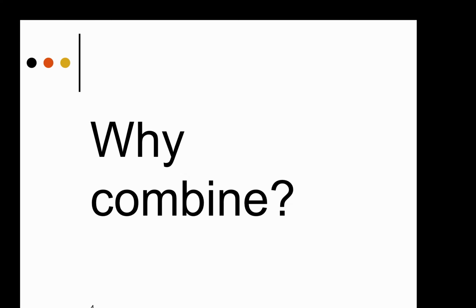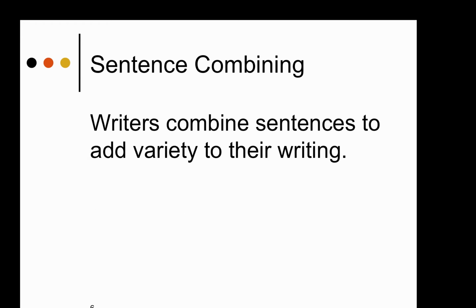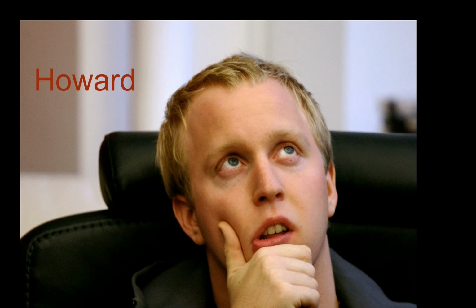So why do we combine? First, writers combine sentences to put two or more closely related thoughts into one sentence. Another reason is they combine sentences to add variety to their writing. So we're going to talk about a three-step process. This is one approach to combining sentences. First, we identify relationships, then we eliminate common elements, and then we combine the sentences into one grammatical sentence.